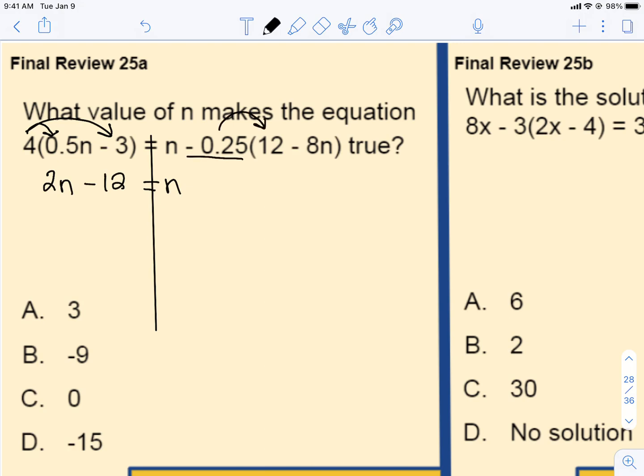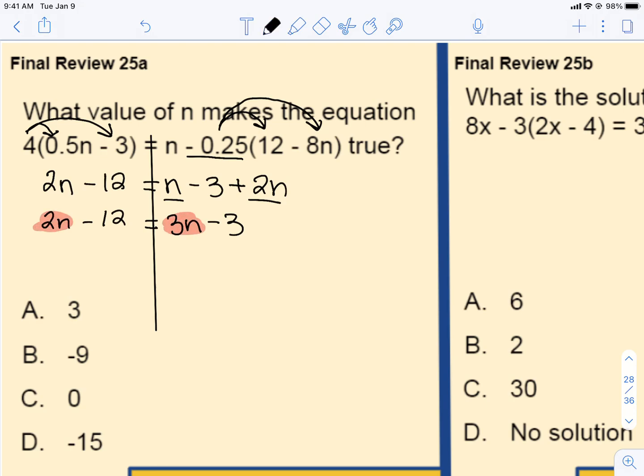So -0.25 times 12 is a -3, and a -0.25 times a -8n, 2 negatives make a positive, and it's going to be 2n. Okay, if I look on the right side, it has some like terms that can be combined. So the left side is going to stay the same for now. N plus 2n is 3n minus 3.